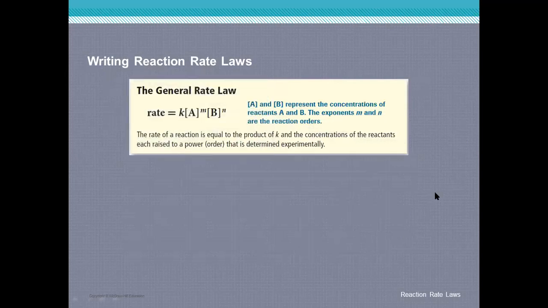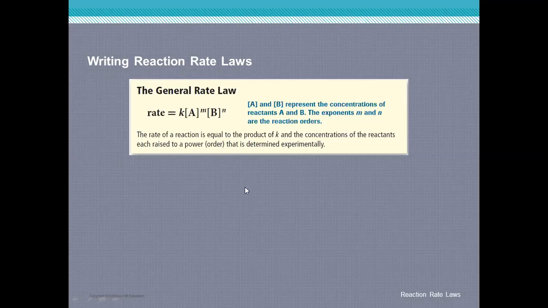The general rate law is, as we said, rate equals K, which is called the rate constant, times A to the power M, times B to the power N. A and B represent the concentrations of reactants A and B. The exponents M and N are the reaction orders.